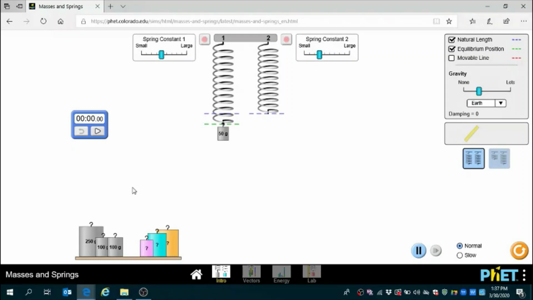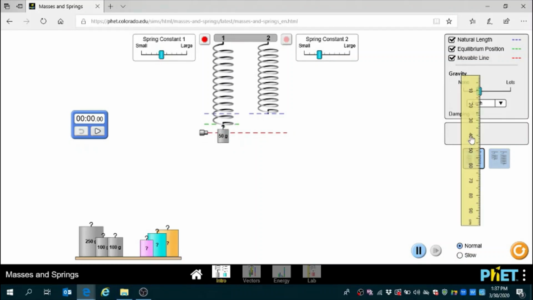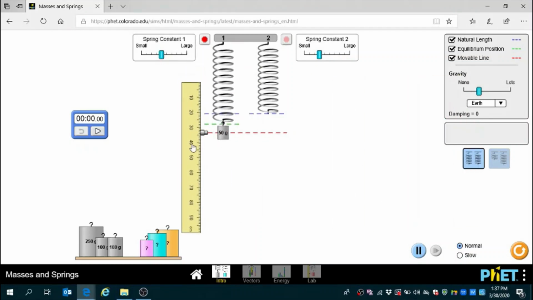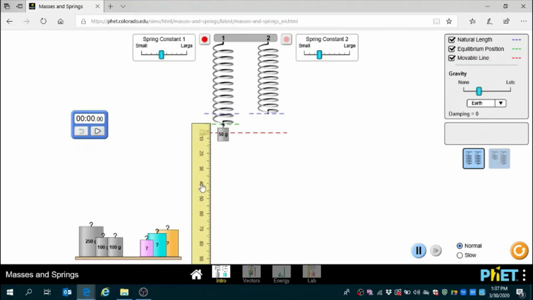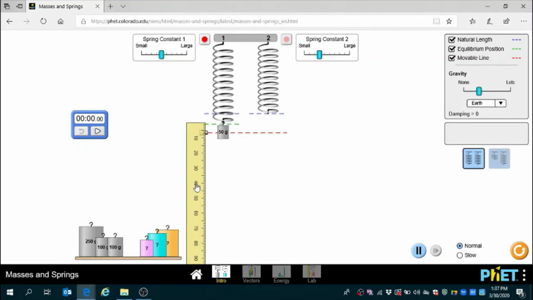Now, in order to get the spring to actually start oscillating, we have to stretch it away from where it started. To keep that consistent, I'm going to put a movable line some given distance below the equilibrium position. So if we have the equilibrium position here, we'll always stretch the mass to, let's say, 10 centimeters away, just to keep things even. So I pull the mass down to 10 centimeters, let it go, and it bobs like this.